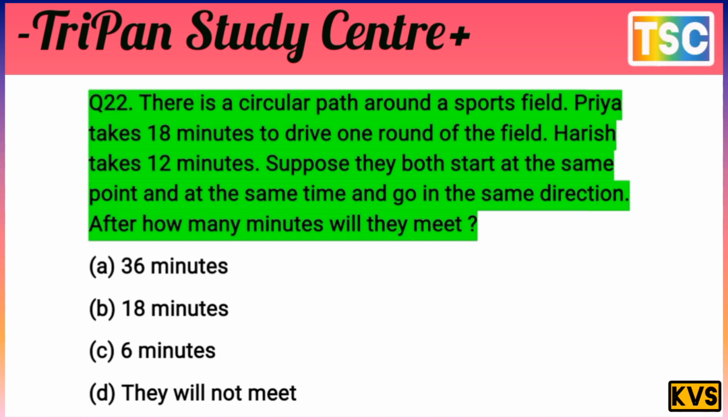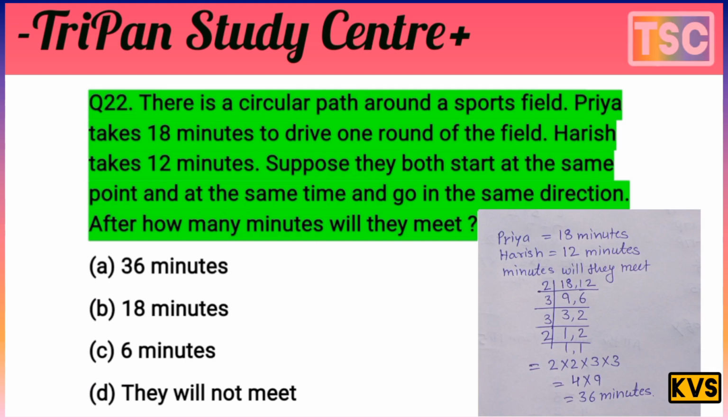That's important. But first of all, take a pen and pencil and solve this question. The question is very easy. I give you a few seconds. You must have a thought of your answer. Let's see what the answer is. The question is clear: Priya takes 18 minutes to drive one round of the field and Harish takes 12 minutes.